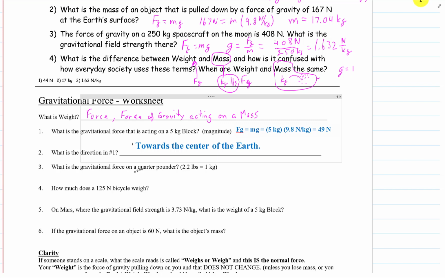What is the gravitational force on a quarter pounder? 2.2 pounds equals 1 kilogram. So what is the gravitational force on a quarter pounder? Have you done the calculation? Pause it. 3, 2, 1. I know you didn't pause it. You just kept on playing. Here we go.